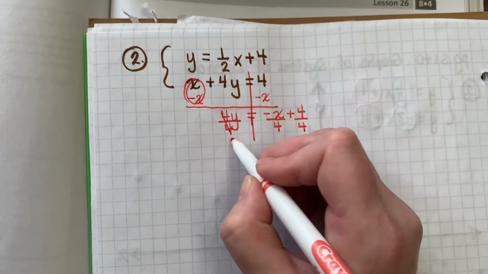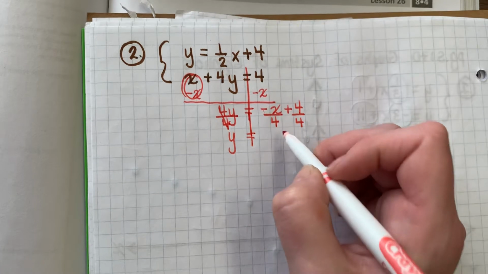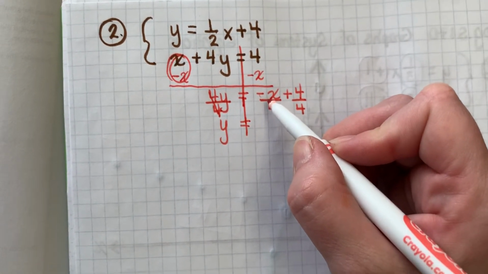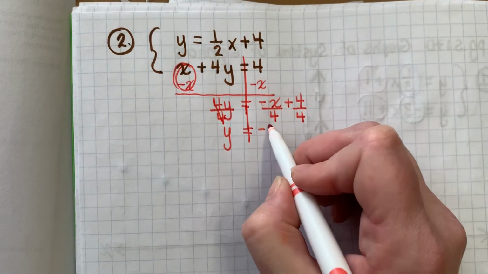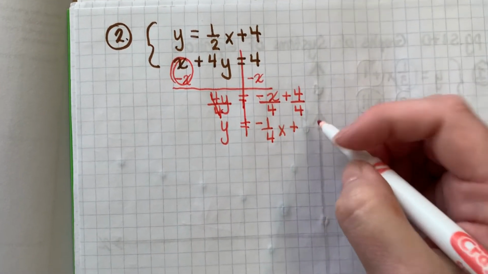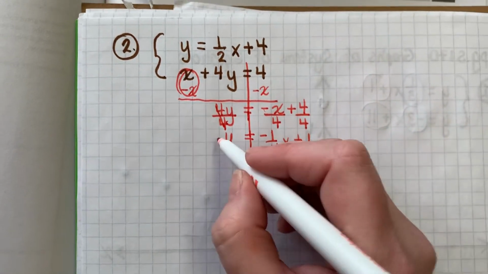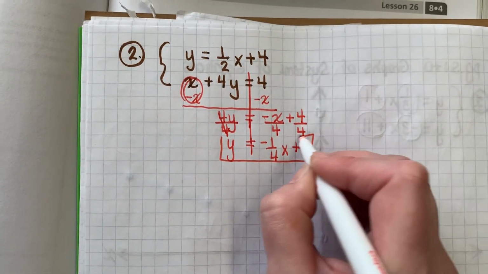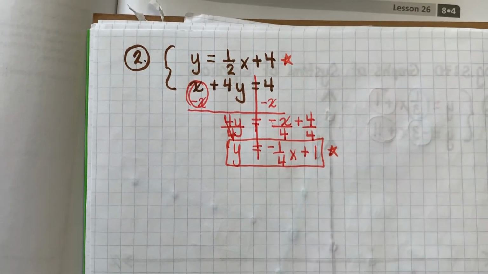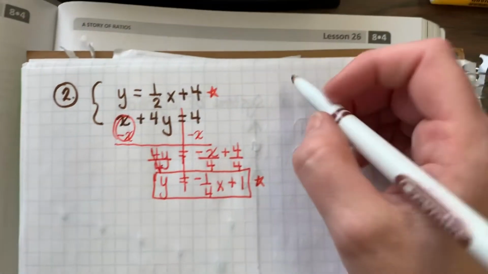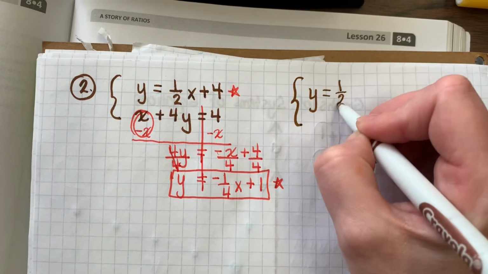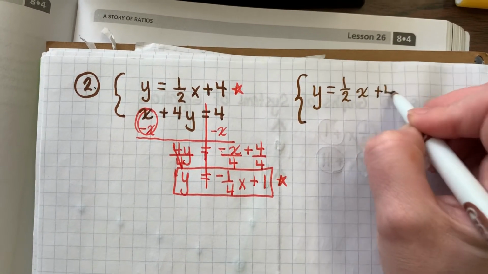So I will just get y equals, in front of this x and in back of this negative, there is a 1. So it's really negative 1/4 x plus 4 divided by 4 is 1. So here is my equation in slope-intercept form. So I need this equation and this equation for my system. So I'll rewrite those right here so I don't get confused.